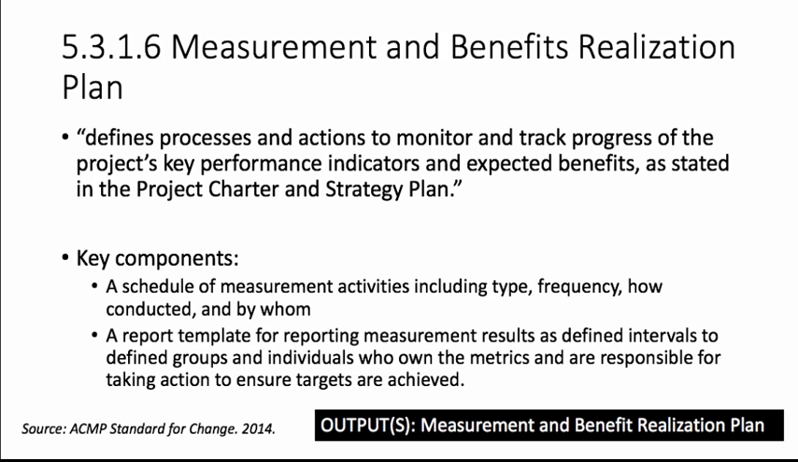Key components of a measurement and benefit realization plan include a schedule of measurement activities, including type, frequency, how it's conducted and by whom, and a report template for reporting measurement results at defined intervals to defined groups and individuals who own the metrics and are responsible for taking action to ensure targets are achieved. Inputs include measurement and benefit realization strategy, change definition, change objectives and goals, and a vision statement. An output is a measurement and benefit realization plan.